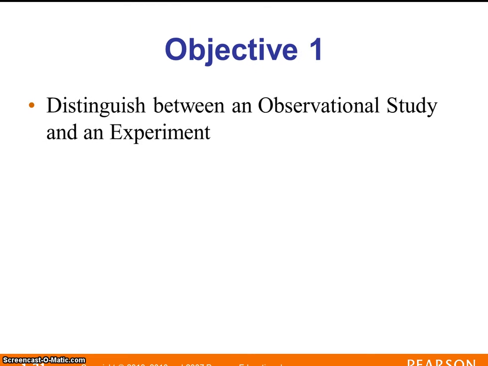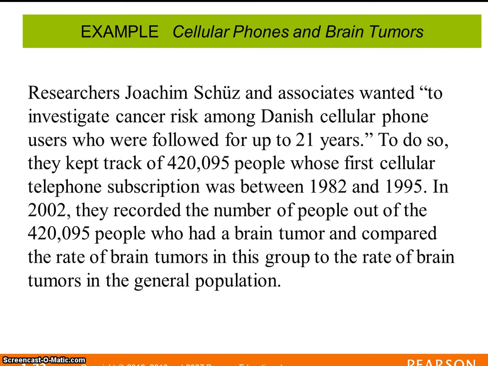So let's look at objective one, distinguishing between an observational study and an experiment. Let's look at an example here. Researchers Joachim Schutz and associates wanted to investigate cancer risk among Danish cell phone users who were followed for up to 21 years. To do so, they kept track of 420,095 people whose first cellular telephone subscription was between 1982 and 1995.